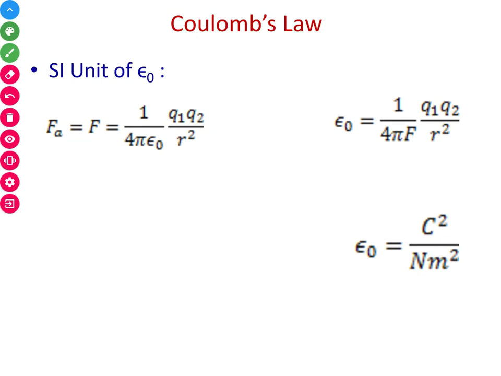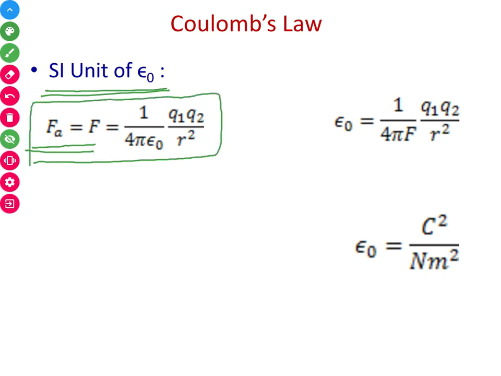Now the next is the SI unit of epsilon naught. Now this is very important. We already derived this expression: the force F_A between the two charges in air is given by 1 upon 4 pi epsilon naught Q1 Q2 upon r square.